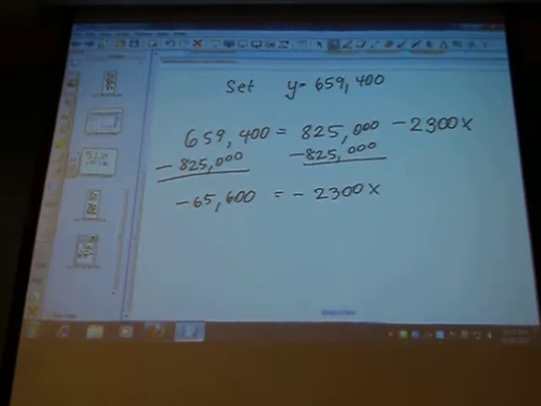Okay, now what's the second thing I need to do after I subtract it? We have to divide them both by negative 2,300. Now, where did you get that 65,600 at? I subtracted up here on the left.